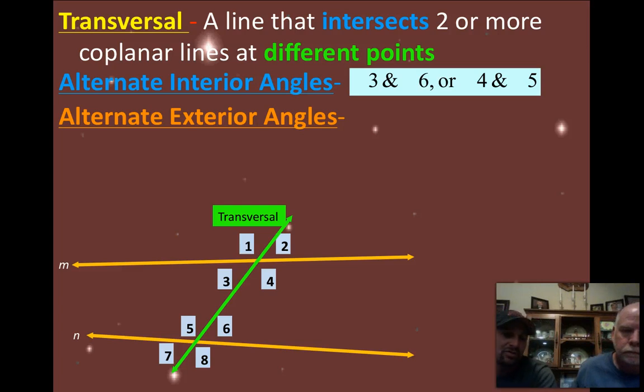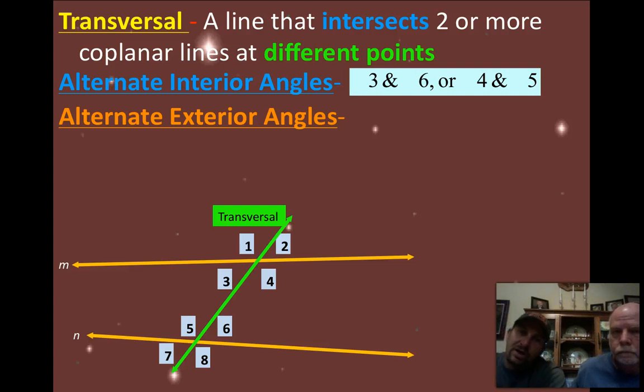And then when I look at angle 2, it looks kind of acute. Angle 7 looks kind of acute. So I'm going to say there's a relationship for alternate exterior angles between those 2 because they're both acute and they're on the outside. So that's a couple different ways to look at it. You can understand what alternate exterior means, or you can just look at size to help you, if you understand what exterior means.